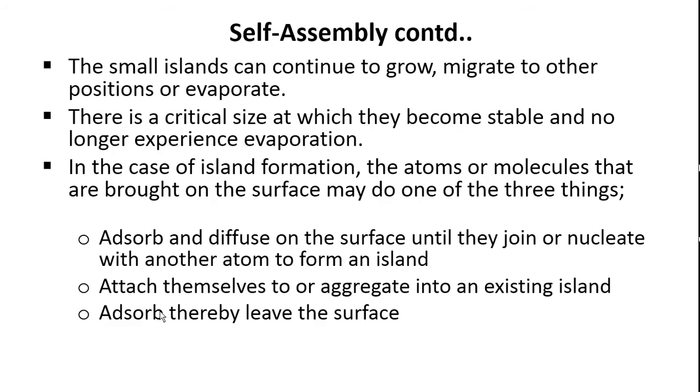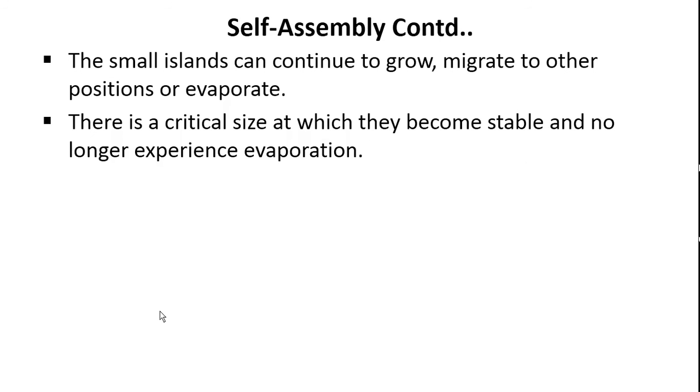Then what happens? The small islands can continue to grow. ഇങ്ങനെ ഉണ്ടാവുന്ന ചെറിയ ചെറിയ islands, the islands formed due to this continuous deposition of particles through the self-assembly of the material, can continue to grow, or they can migrate to other positions and form an island there, or they can evaporate. So these three things may happen. There is a critical size at which they become stable and no longer experience evaporation.